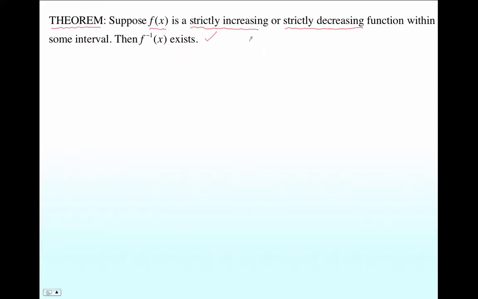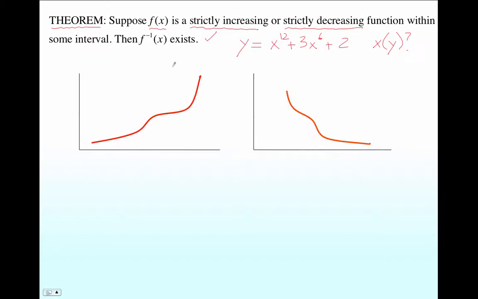Now you'll say, what's the need of this theorem? Can't I always solve for x in terms of y? Answer is, sometimes you can and sometimes you cannot. If I have, let's say, y equals x to the power 12 plus 3x to the 6 plus, let's say, 2, then I don't know how to solve for x in terms of y. This is going to be too hard to do. However, this theorem is going to be very clear to understand.